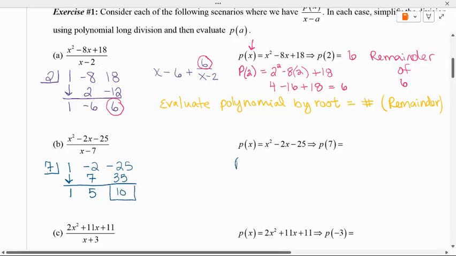What if I evaluate the root? Shove that root right into my polynomial. So let's see. My root is 7. So 7 squared minus 2 times 7 minus 25. Well, that's 49 minus 14, which is 35, minus 25 is 10. So P of 7 equals 10.